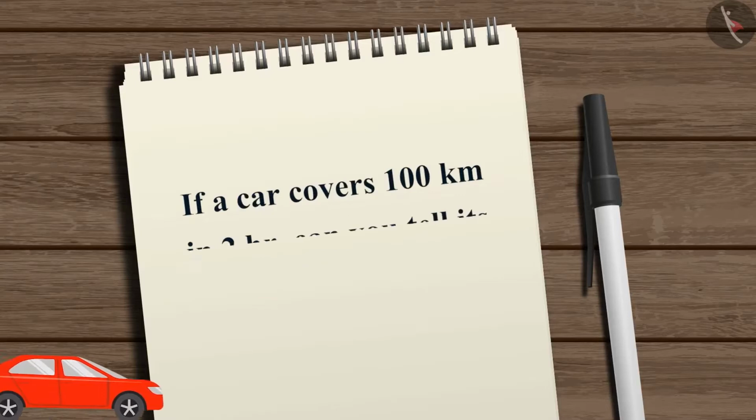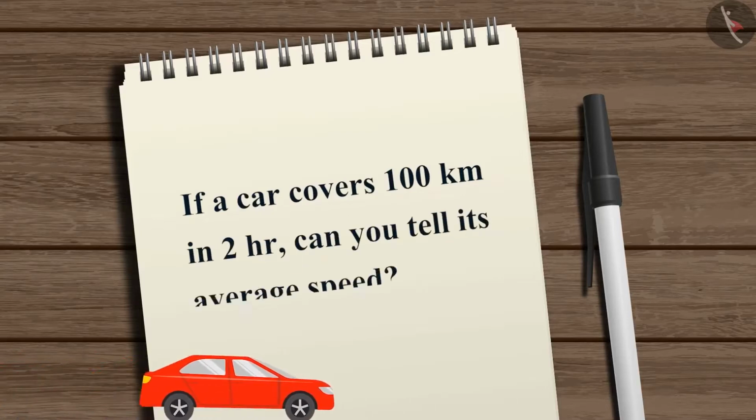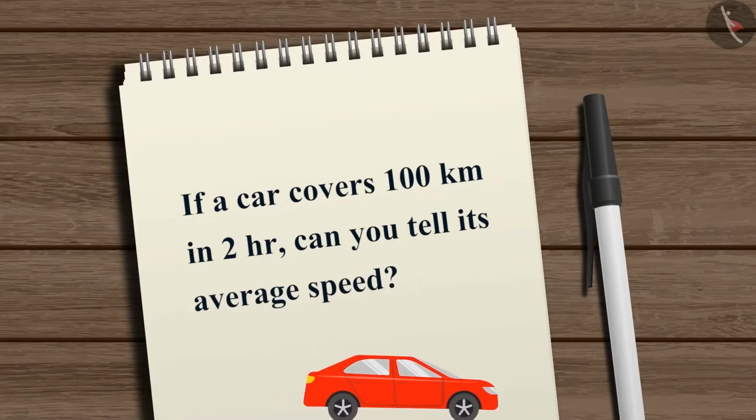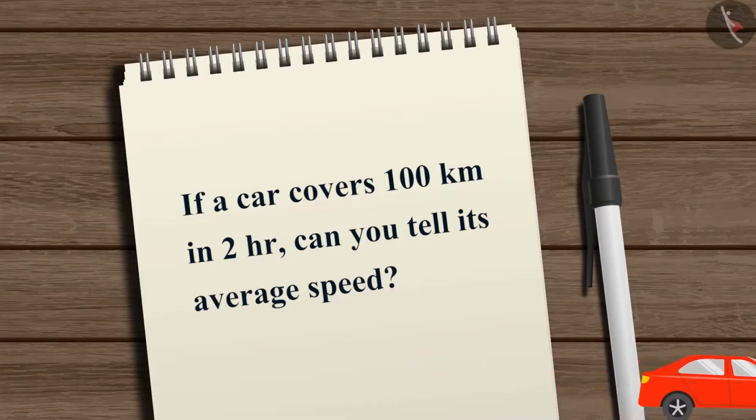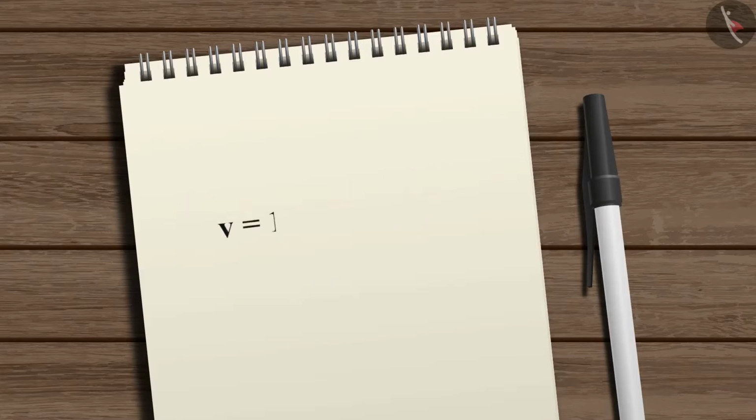Let's take an example. If a car covers 100 kilometers in 2 hours, can you tell its average speed? v is equal to 100 kilometers per 2 hours, which is equal to 50 kilometers per hour.